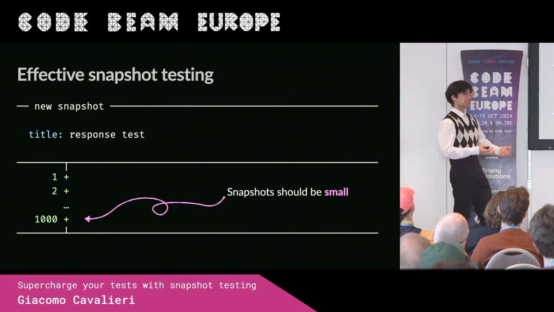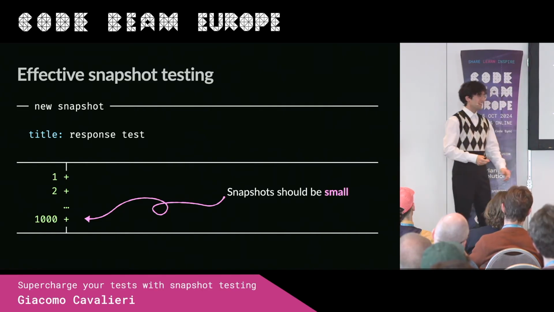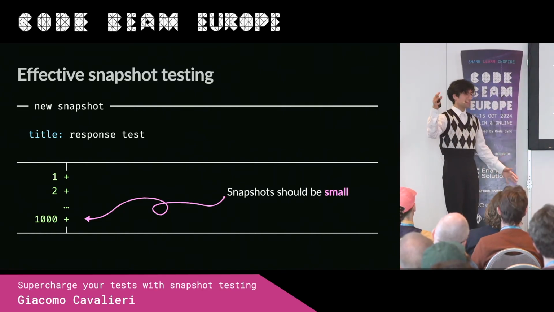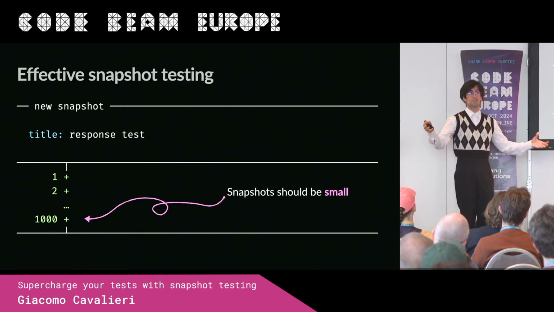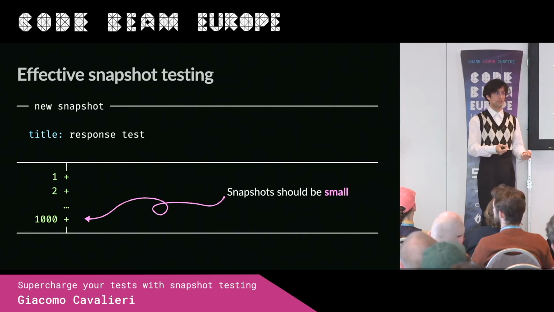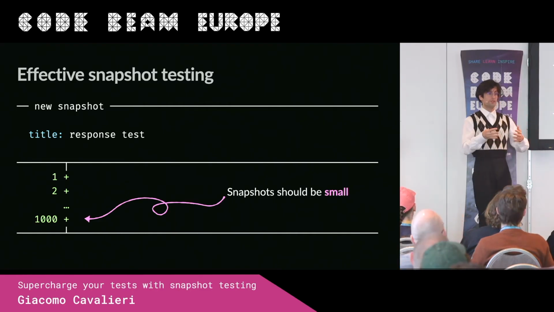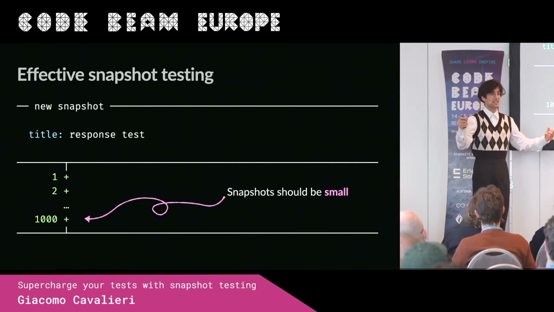So if your snapshot is 10 lines long, that's great. 100 lines long, maybe that's good. If it starts getting longer, maybe that's a good sign that you need to be splitting your snapshot into multiple snapshots. Or maybe that you can change your toString function to make that more focused, to focus on some specific aspects, because maybe you're testing too many things in a single assertion.